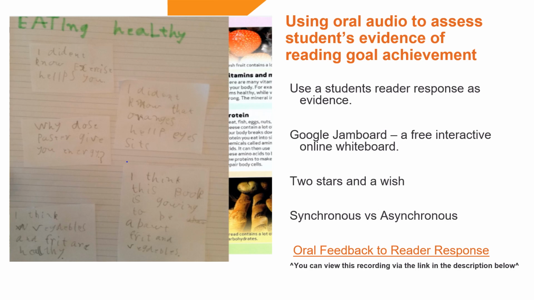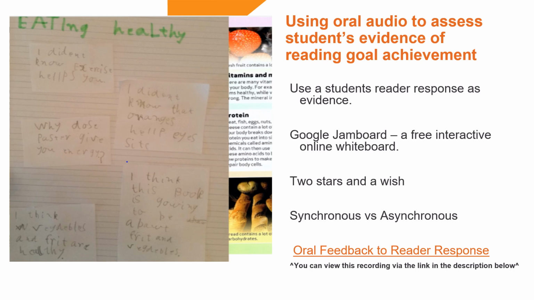This stop and jot has been completed by a grade 2 student. The student has read George's Marvellous Medicine as a class text the previous term. The student has drawn on the skills that were modelled and practised in the video mini lesson to demonstrate their ability to find inferred and literal meaning in a text. By using the Google Jamboard, the teacher can speak to the reader's response and address the reading goal. A protocol of 2 stars and a wish is applied to structure the feedback and offer suggestions for improvement.